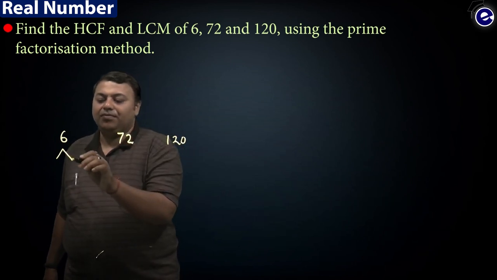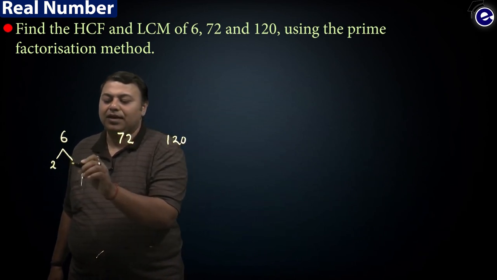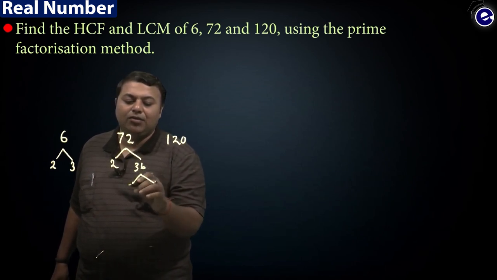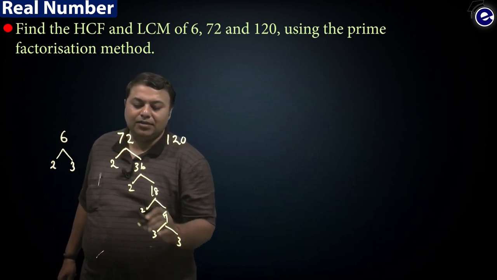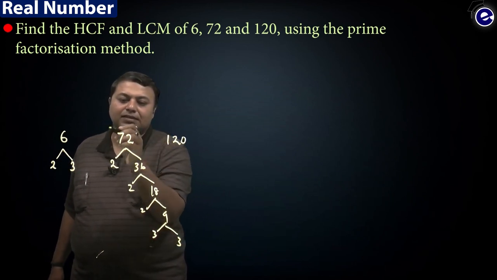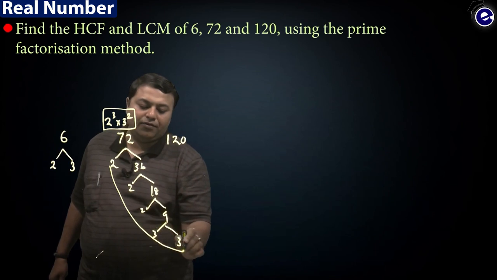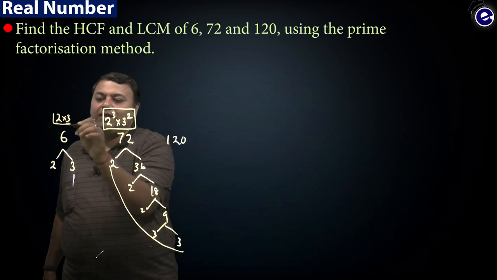So if I go for prime factorization by the tree method, 6 will be 2 times 3. For 72 it will be 2 times 36, then 2 times 18, 2 times 9, and 3 times 3. So 72 can be written as 2 cube into 3 square. So this is the prime factorization of 72. And for 6 you can write it as 2 into 3, right?